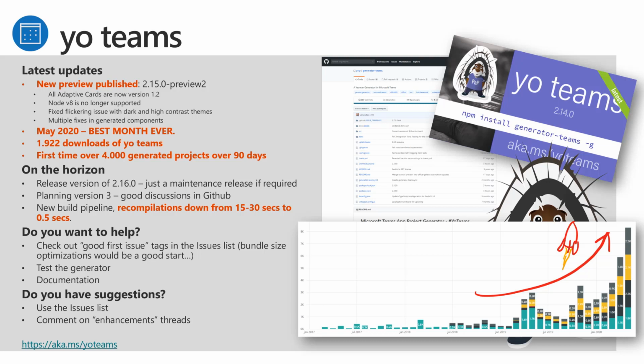Now, what's going to happen next? There's going to be a 2.16 version, which will be a maintenance release. And then there are more significant changes coming in version 3. There's ongoing discussion on that in GitHub if you are interested in helping. And obviously we're looking for people who would be interested in helping improve Yo Teams and the generator, and testing. There's already a great set of issues tagged in GitHub, and Victor is more than happy to help with questions on those if you're interested in helping.